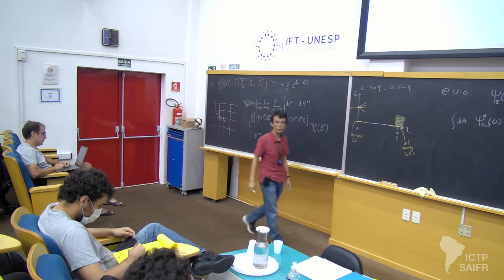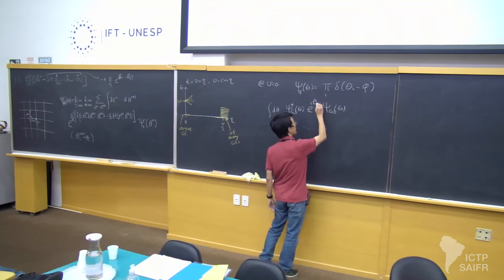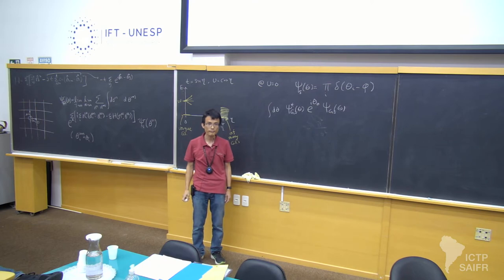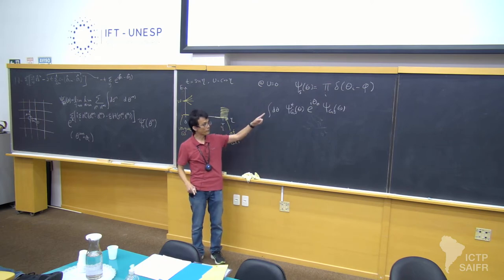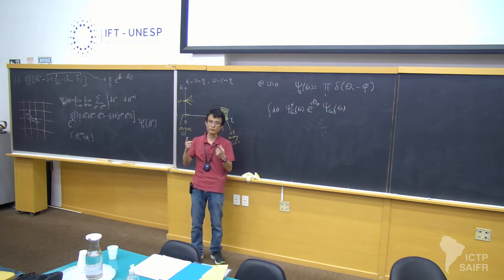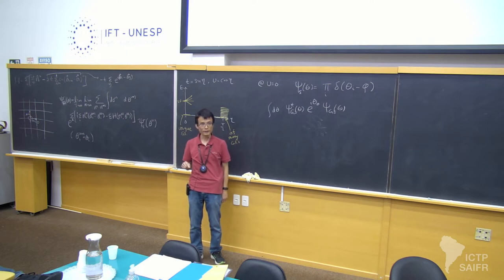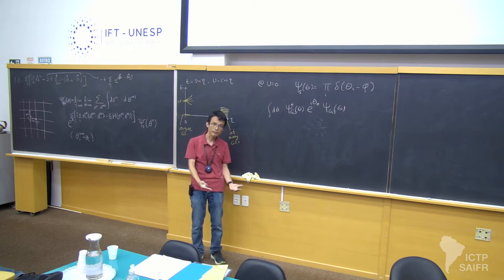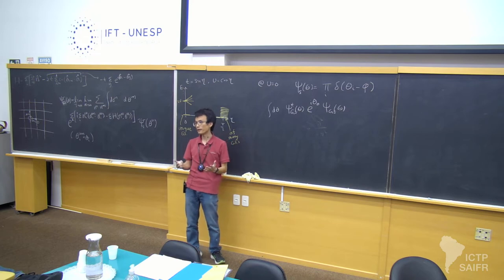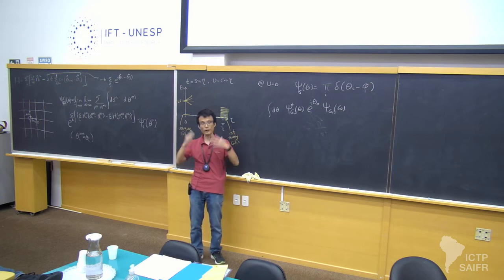So let's compute the expectation value of this angle at the origin with respect to the ground state, right? If the ground state remembers the angle phi of the seed state, my expectation value will depend on phi. That means depending on which seed state I prepare, I will have a different ground state, right? If it doesn't depend on phi, that will mean the ground state will forget that initial information. Okay?